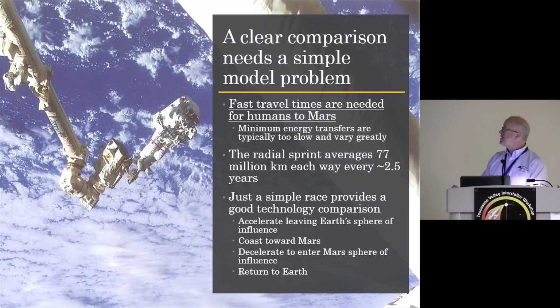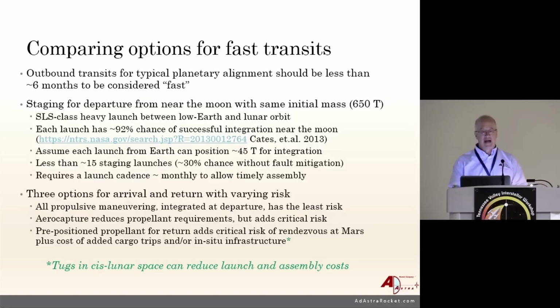So what I did was I just did a simple race. You basically just start and cover the radial distance between the orbits. It's about, on average, 77 million kilometers. You want to be able to do that every 2.5 years. Sometimes it's going to be faster when you're closer, sometimes further when you're not lined up right, but you still want to have this sustainable cadence. You just do a simple race: you accelerate, you coast, and then you decelerate, and then you carry enough stuff or have enough infrastructure to get back. And so you need to get there in less than 6 months.